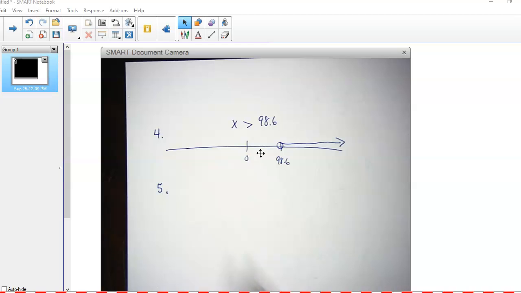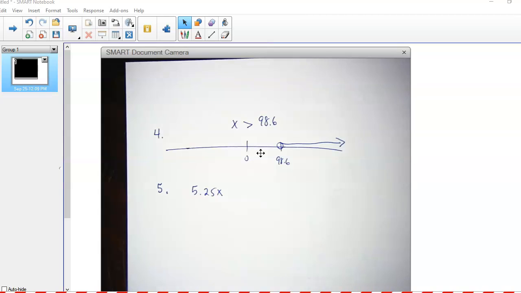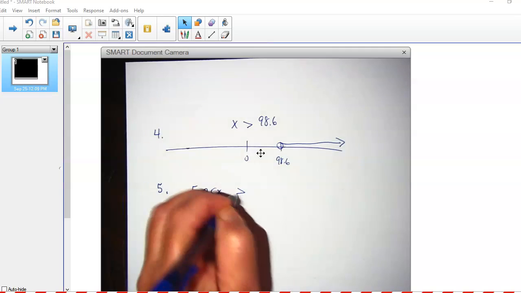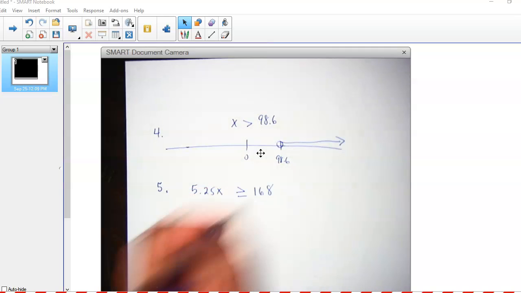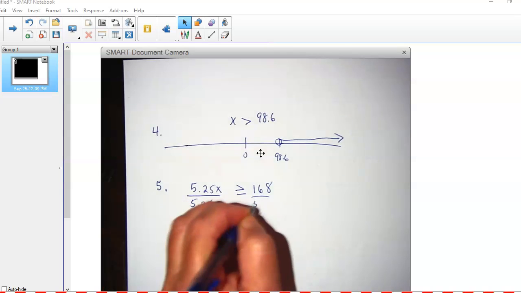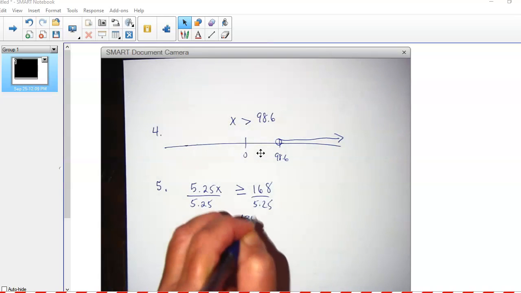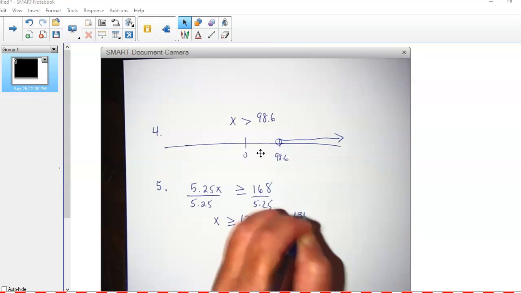Okay. Number 5 says you make a profit of $5.25 from each magazine you sell. So $5.25 for each magazine you sell. Write and solve and graph an inequality to show how many magazines you need to sell to earn a minimum of $168. So you want at least 168, but it would be great if you could do more, right? So we're going to divide both sides by 5.25. And then, so the answer is 32. Okay?